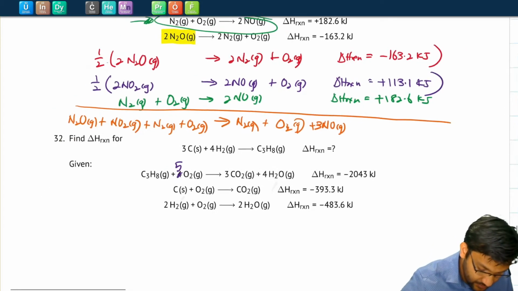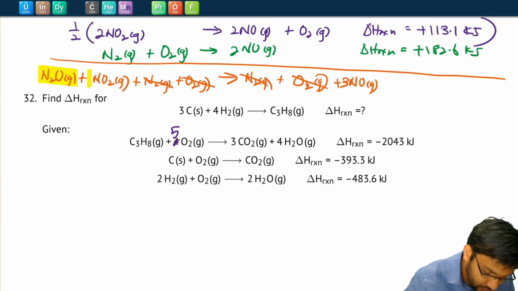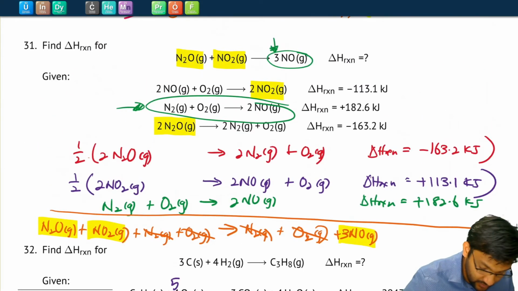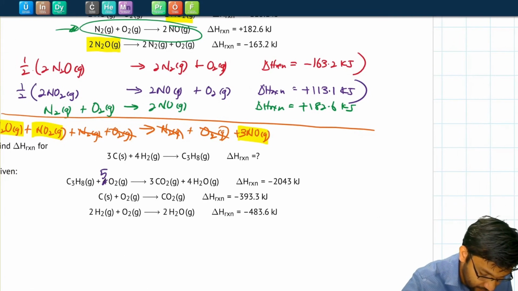Okay, so let's see what things are the same on both sides. We have an oxygen gas there and there, that cancels out. We have an N2 there and there, that cancels out. So we have N2O plus NO2 to give us 3NO, which is the equation that we're looking for. So this all works.